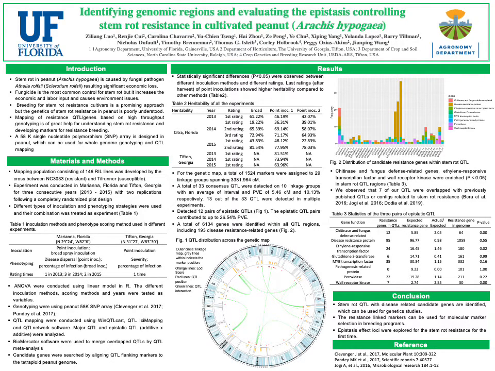So in this poster, I'm going to present my study for identifying genomic regions and evaluating the epistasis controlling stem rot resistance in peanut. The stem rot in peanut is caused by fungus and it can cause significant economic loss. In 2015, it cost over $50 million loss in the US.